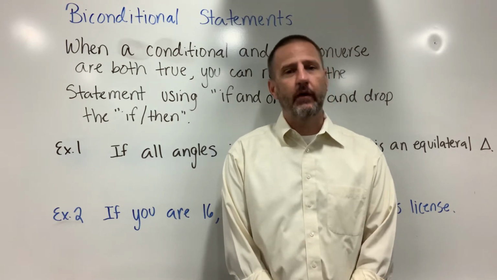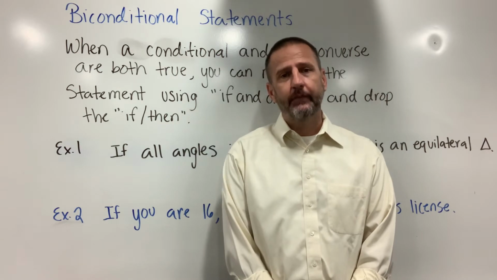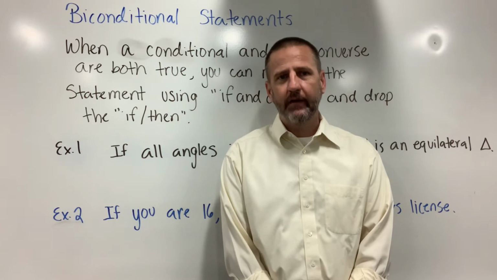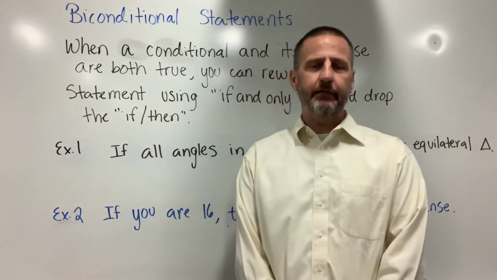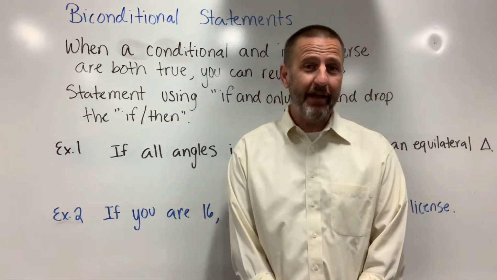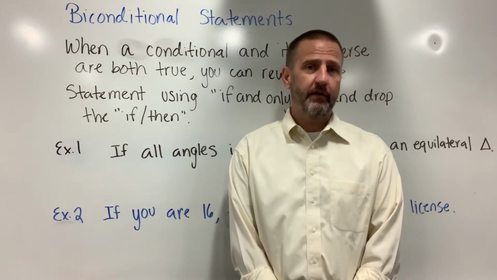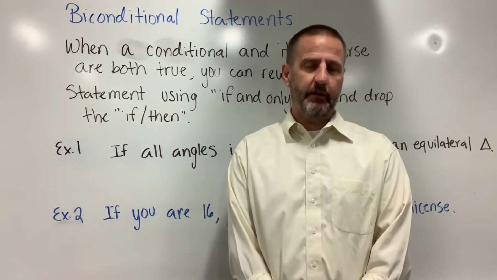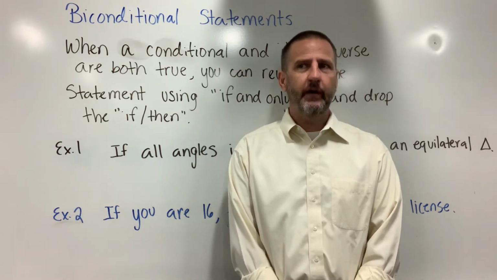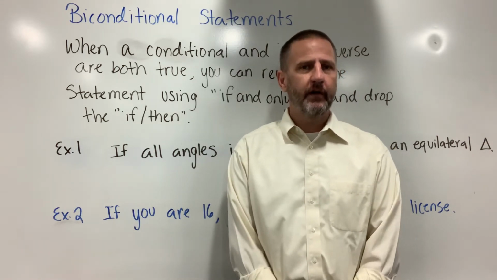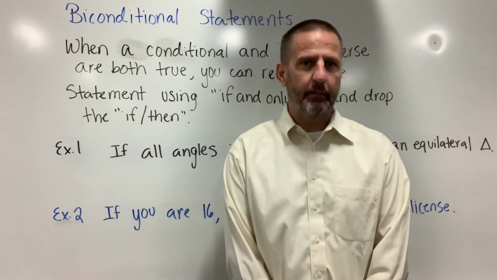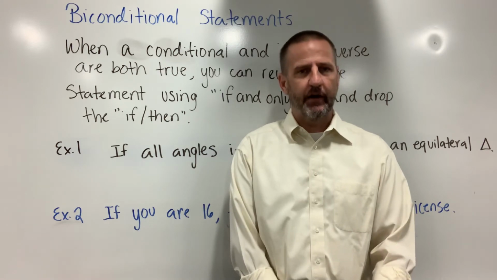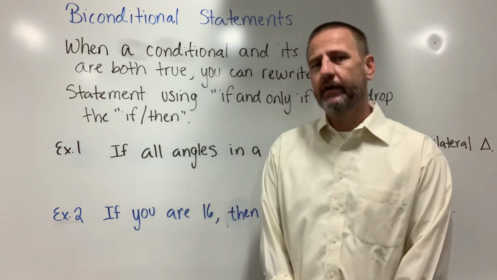So for our first example, I'm going to give you a conditional statement, and we're going to see if it's a true statement, and then we're going to try to do the converse. If both of those are true, we're going to combine those two to make something called a biconditional, which is kind of like a rule, if you will, to help us learn a new term in geometry. So we write biconditionals when we're learning new concepts. It helps us define them better. Let's go over this.